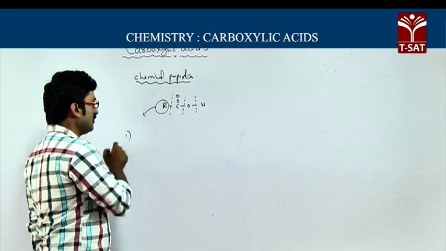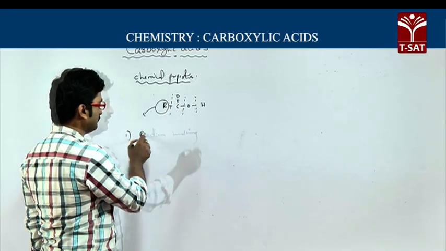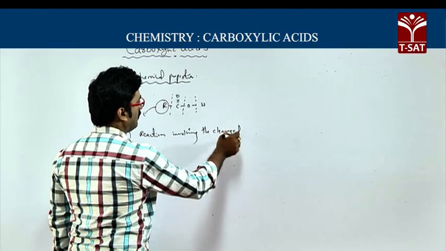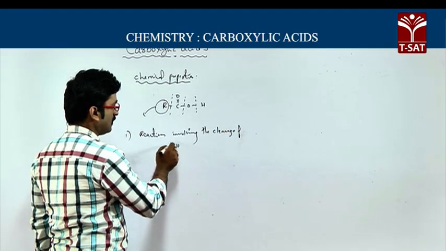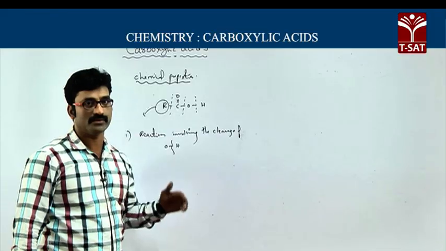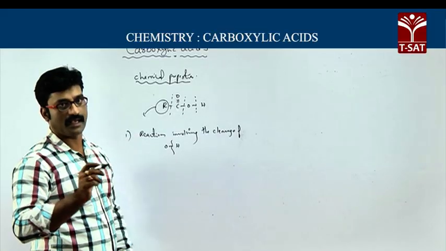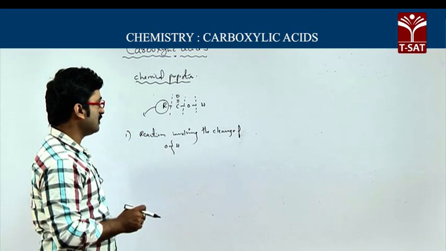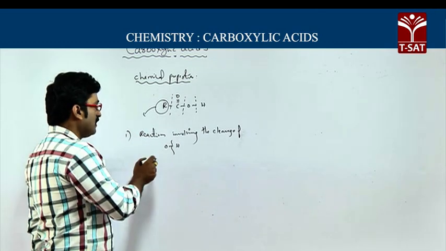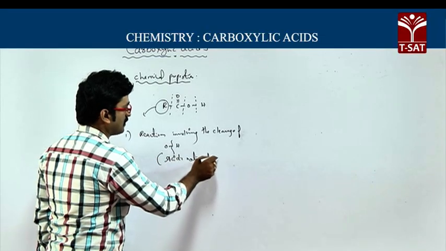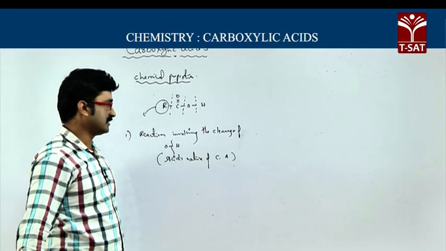So in that, first we will go for the reactions involving the cleavage of the O-H bond. In these reactions we remove only hydrogen from the carboxylic acid. So these are reactions involving the cleavage of the O-H bond, or else you can say the acidic nature of carboxylic acids.